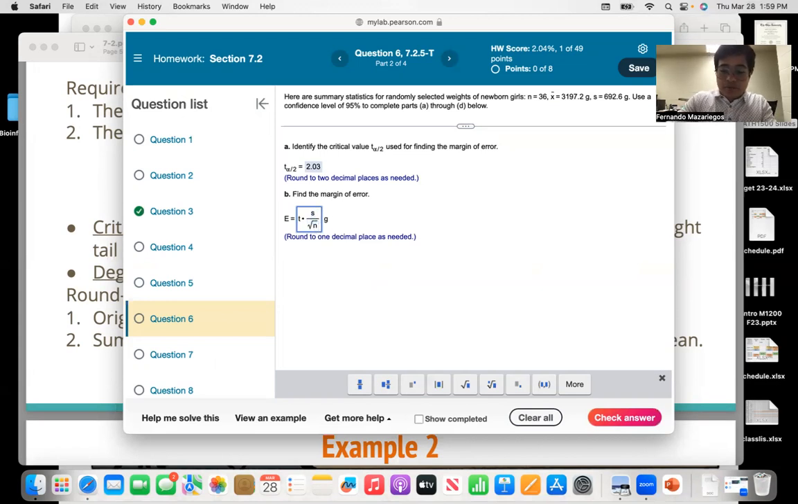So we know the critical value. We found that on part A. We multiply by the standard deviation, which is 692.6. And then divide by the square root of the sample size, which is 36. So that is 2.03 times 692.6 divided by 6.